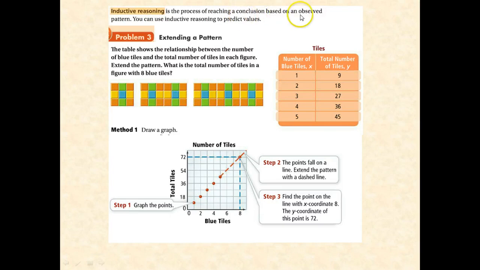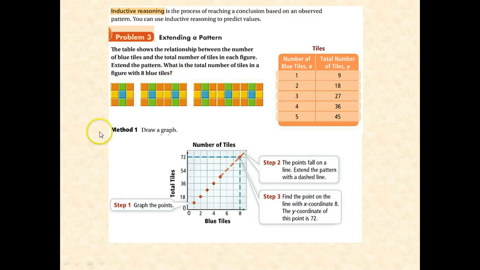So when you observe a pattern and then make a conclusion based on that, we call that inductive reasoning. The table shows a relationship between the number of blue tiles and the total number of tiles in each figure. When there's 1 blue tile, there's 9 total tiles. When there's 2 blue tiles, there's 18 total tiles. When there's 3 blue tiles, there's 27 total tiles. What's the total number of tiles in a figure with 8 blue tiles?